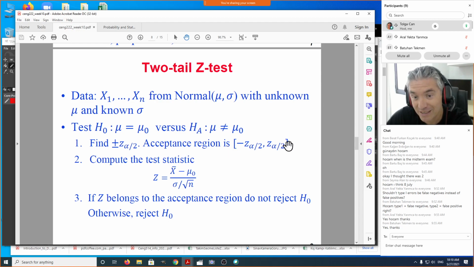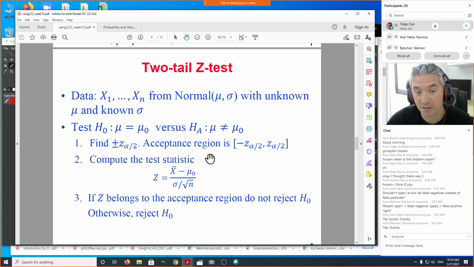If it's outside this interval, it means that this x bar is something extreme. It's in those rejection regions, which cover only alpha over 2 times 100% of the entire population. And when we conduct a one-tail t-test, we just make this interval.